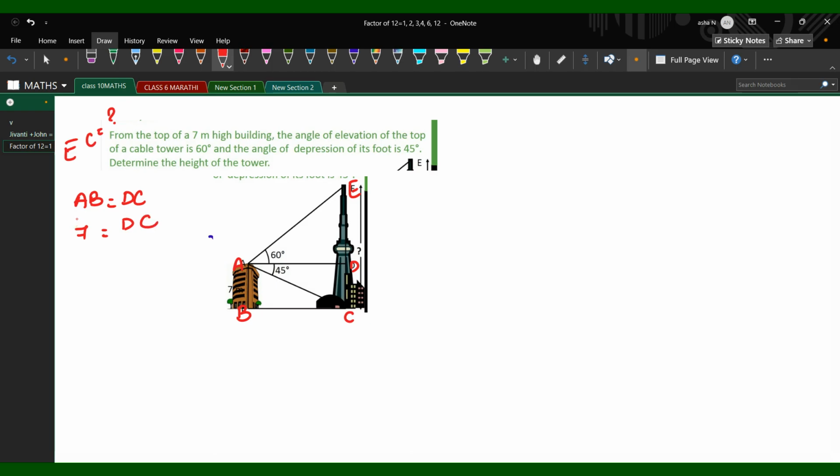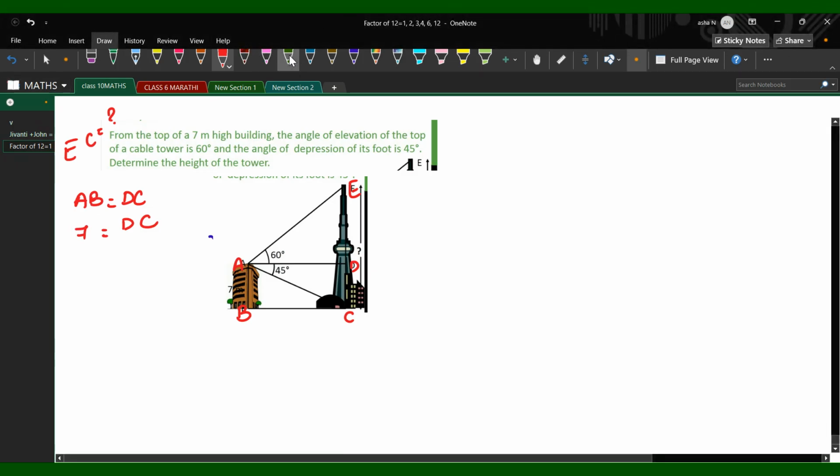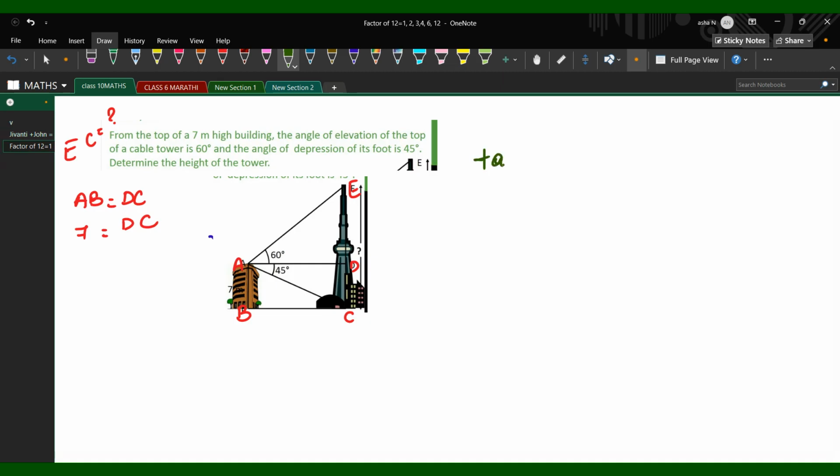Then with the help of DC, can we find out AD? Is it possible? Can we find out AD? No, no. We have to use one of the trigonometric ratio. Okay, tan 45 we will use because it is related to adjacent. This is hypotenuse side, this is adjacent side. I'm talking about 45, and this is opposite side.